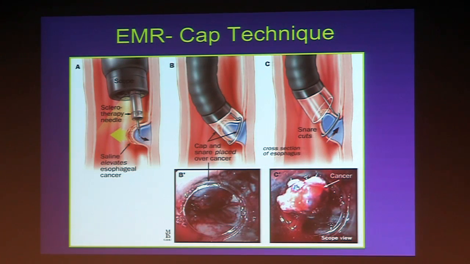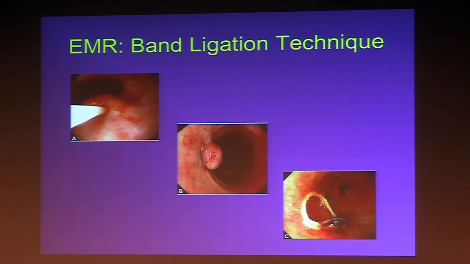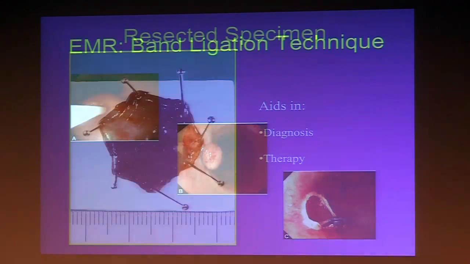We can suck it up in a clear tube and then put a lasso around the base and cauterize it. Or we can put a rubber band around it and then cut it at the base. So it's sort of the same concept. Get it to lift and then cut it off at the base.